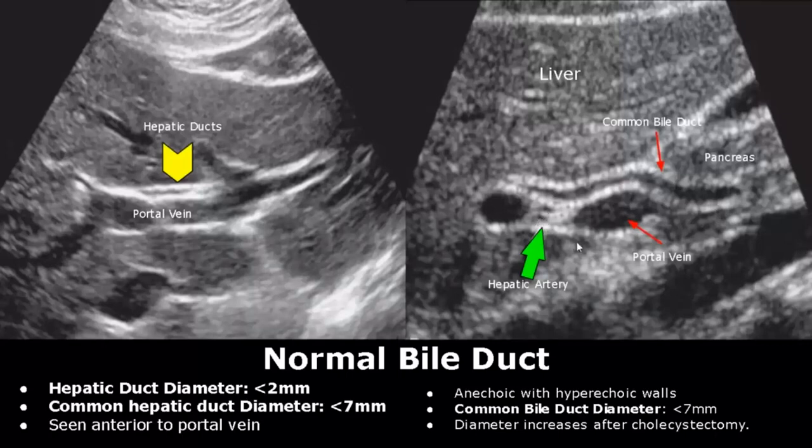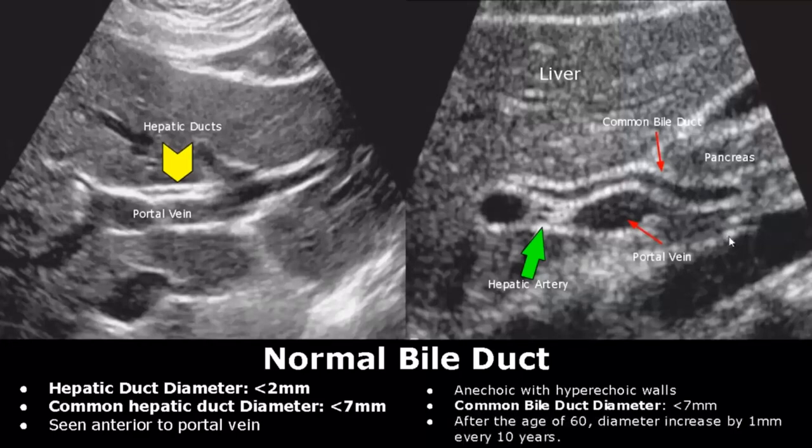After a cholecystectomy, that is gallbladder removal, the diameter will increase. After the age of 60, the diameter starts to increase by 1 mm every 10 years.